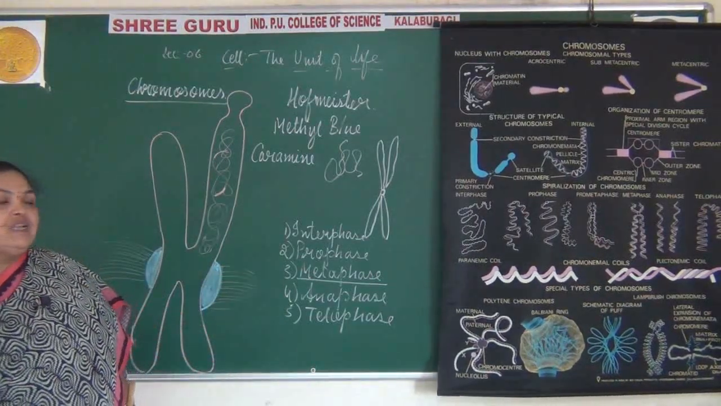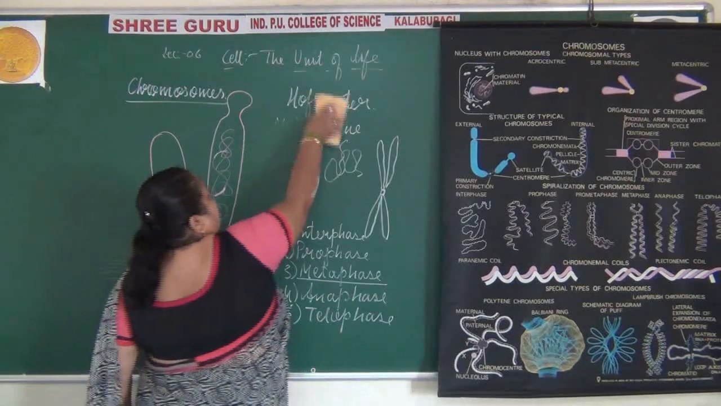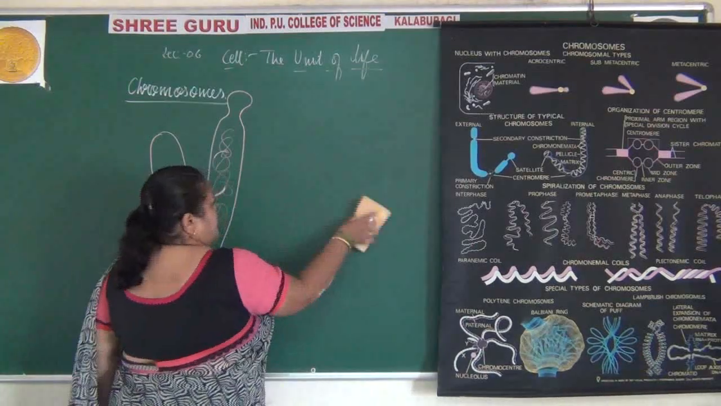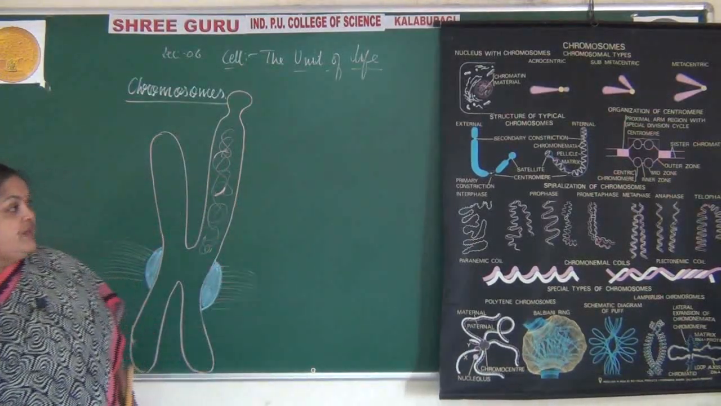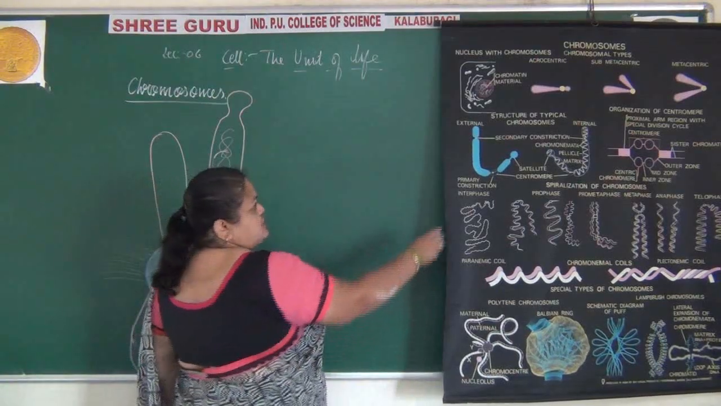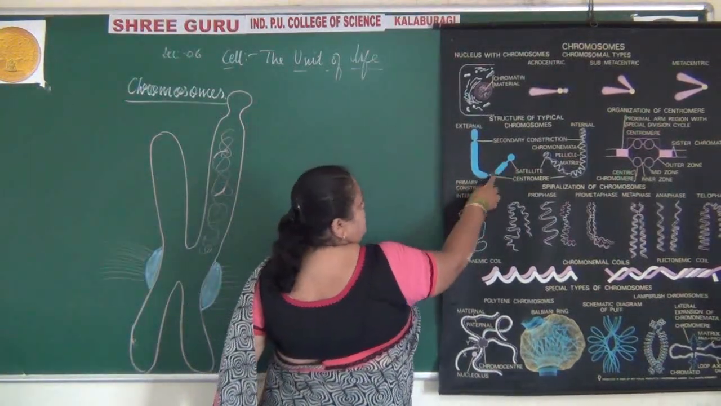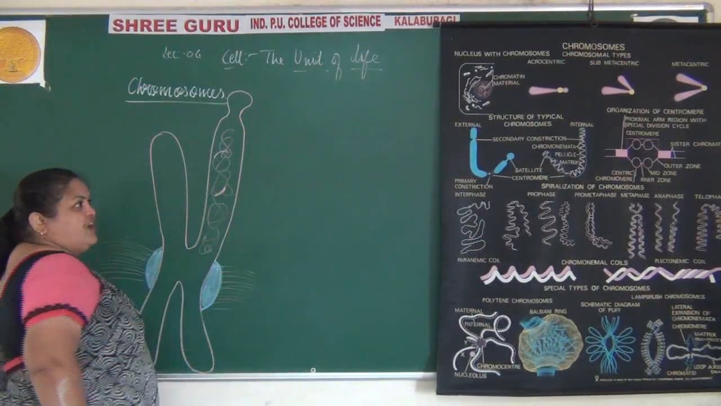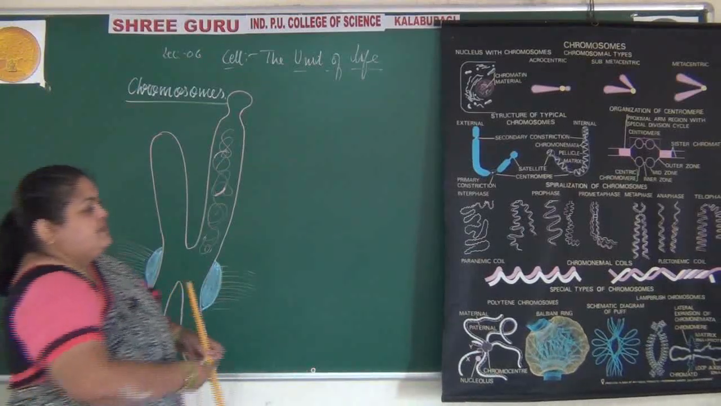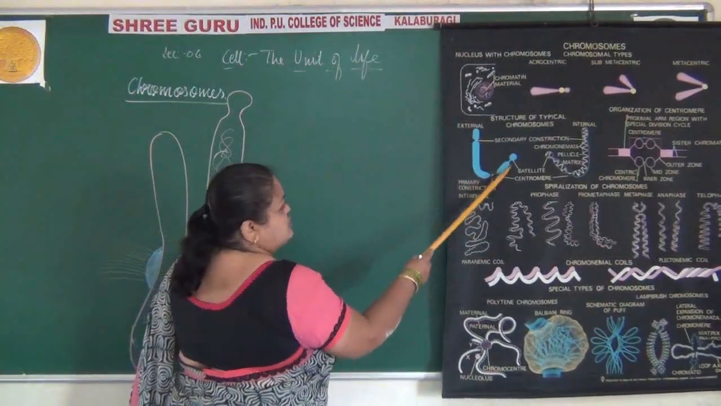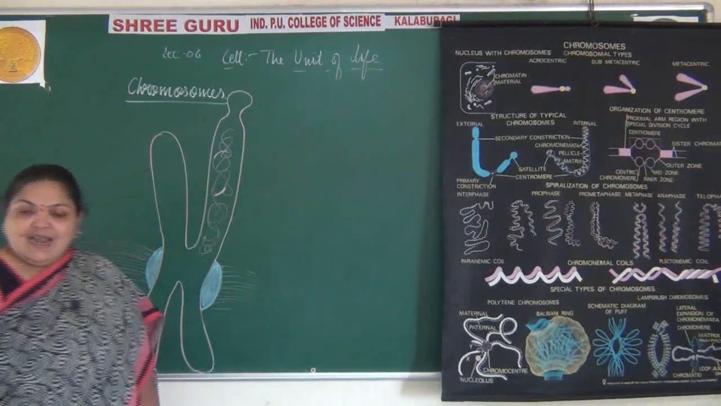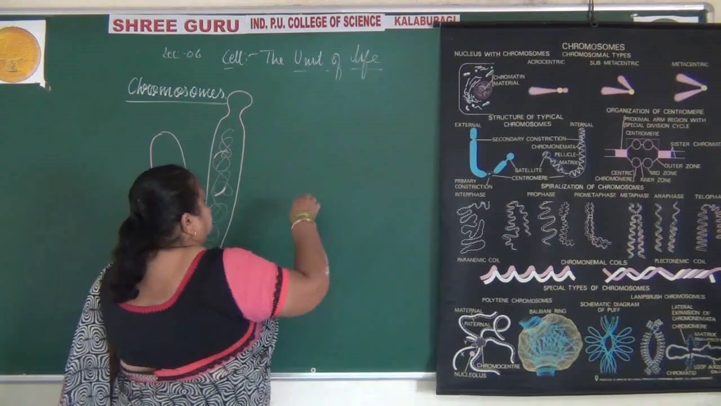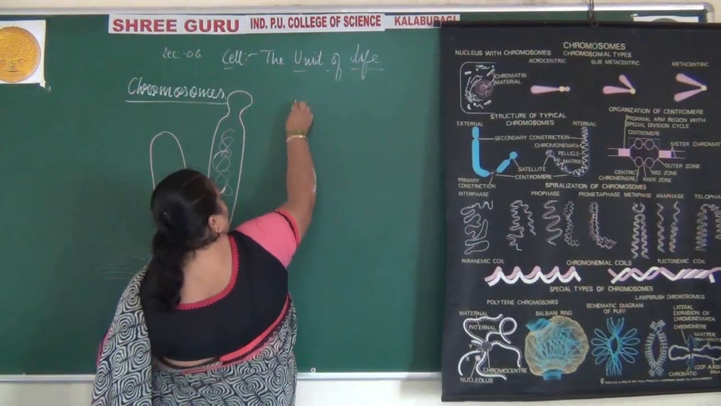So let us see what are the parts of the chromosomes. You can go with this structure. This is the external feature of a chromosome. There are 2 rod-like structures which are attached at the center. So we will go with the list: what are the parts of the chromosome?